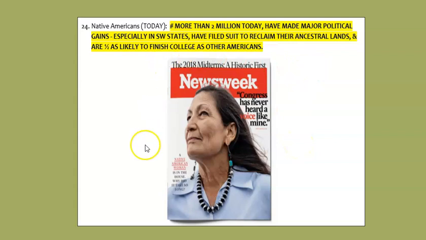So what you're looking at here is the Newsweek cover after the 2018 midterms, and it states there's a historic first. This is Deb Haaland. I'm not sure I'm pronouncing that right, but she is a Native American from Kansas who is one of the first Native American females who was elected to Congress. And you had another Native American female who was also elected, but she was from Kansas. And so both of them took office and were sworn in, and they hugged each other afterwards and recognized the significance of their swearing in.